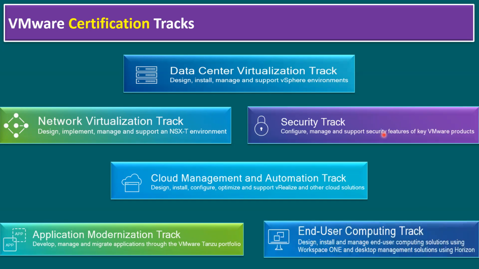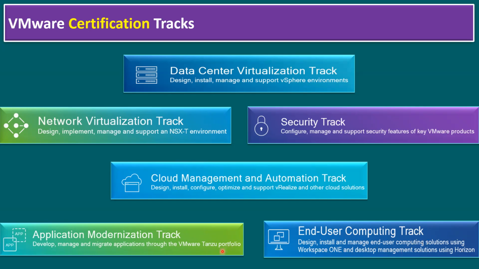And last but not the least, another track is the end user computing track. This is like desktop virtualization. Within desktop virtualization, VMware's main product for the management solution is Horizon, and recently VMware released the latest version, Horizon 8. So the same as the other tracks, we should know about design, install, manage, and use. Depending on your hands-on experience, you can choose the relevant track and do your certification for your career growth in order to get better prospects.